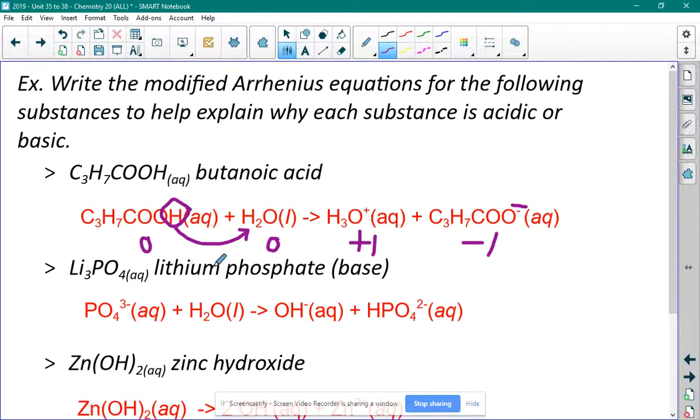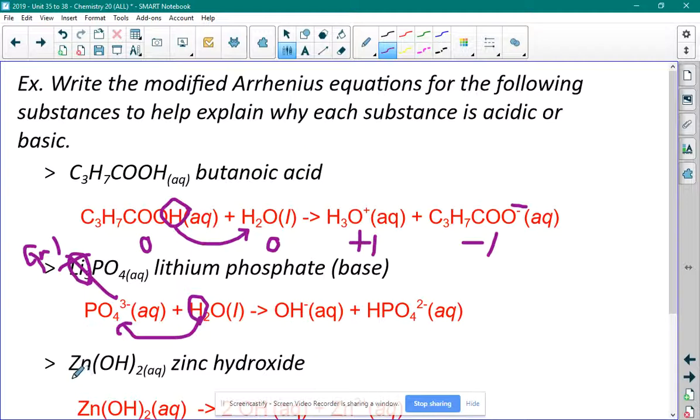Next example, lithium phosphate. So lithium, we can ignore because it is group 1. And forgive me trying to write here with my mouse. Group 1. There we go. So I can ignore the lithium and just write phosphate ion, PO4, 3-. Add my water, have my reaction arrow. Today I have a base, so I have hydroxide. And in this case, one of my hydrogens has left the water, run off to join the circus, and joined the phosphate. I now have HPO4, 2-.